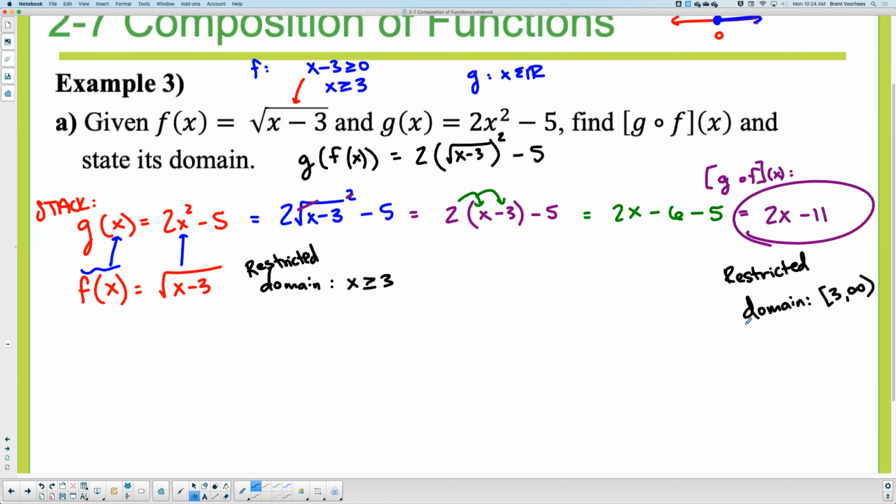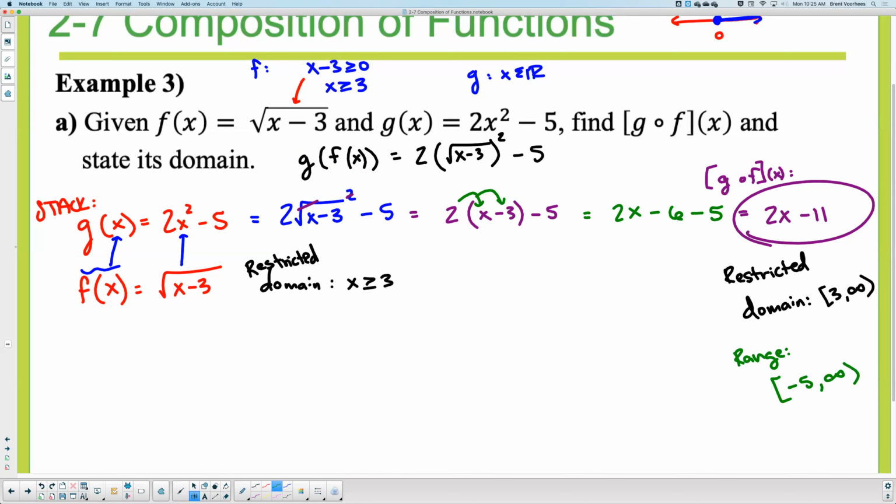So if you want to know the range, you could start plugging in numbers. Is this an increasing, decreasing, or constant function? What could you tell me about 2x minus 11 if you graphed it? It would be a straight line, always increasing. What's the minimum value? You plug in a 3. What's 2 times 3? 6, minus 11. We could find its range if we wanted to. The minimum would be 2 times 3 minus 11, which is 6 minus 11, which is -5. And since it's always increasing, it would be -5 into infinity.